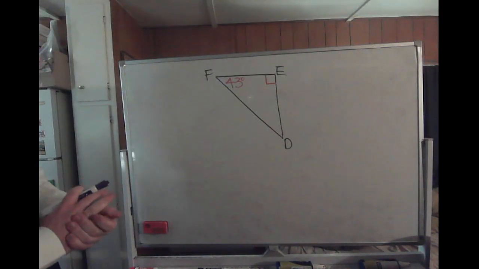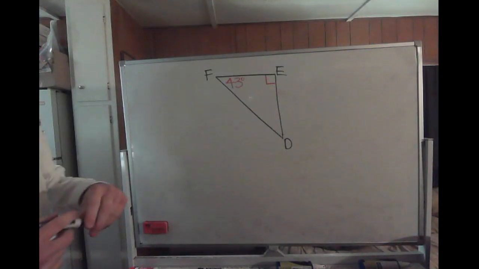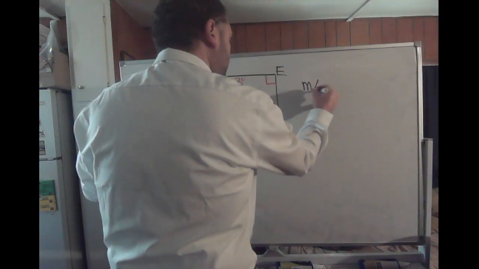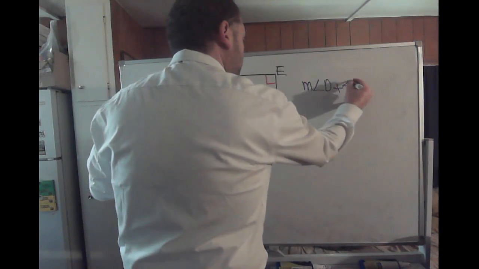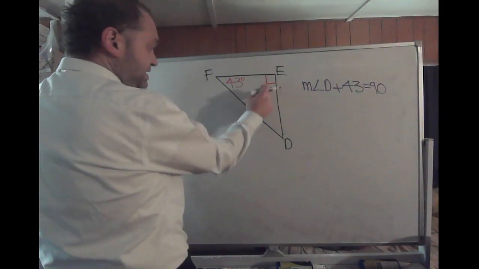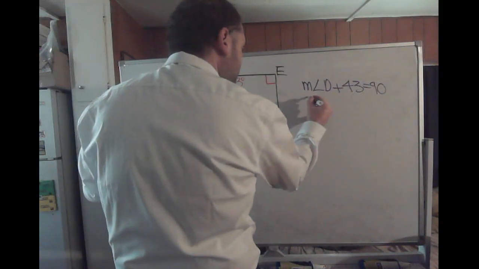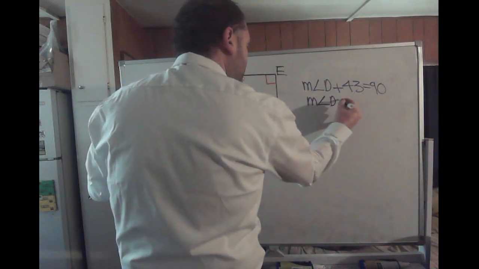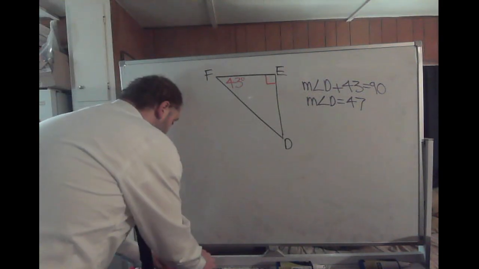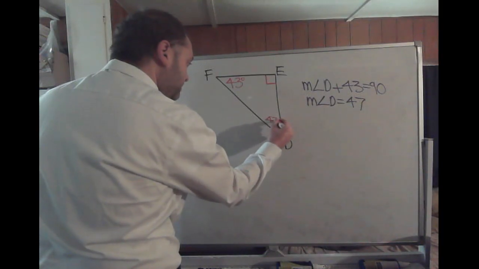Well, what do we know here to find angle D? That the acute angles of a right triangle are complementary, right? So all we have to do is take the measure of angle D plus that 43 and set it equal to 90. Of course, you could add all these together, set it equal to 180 and still get angle D, but why put yourself through that? So the measure of angle D would therefore have to be 47. So let's go ahead and fill in angle D as 47 degrees.